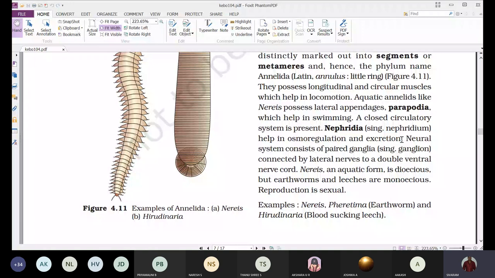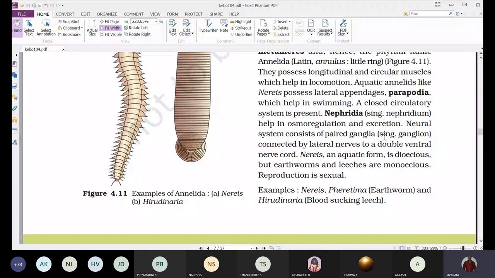And next, coming to the nervous system. The neural system consists of paired ganglia. That is singular ganglion, we have to call it ganglion. So we'll find paired ganglia, that means two ganglia in each segment.